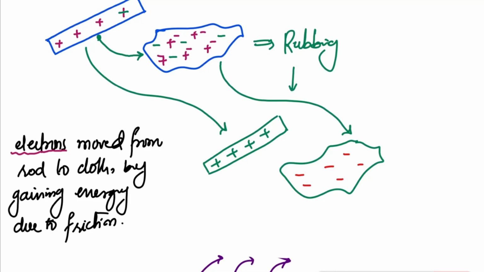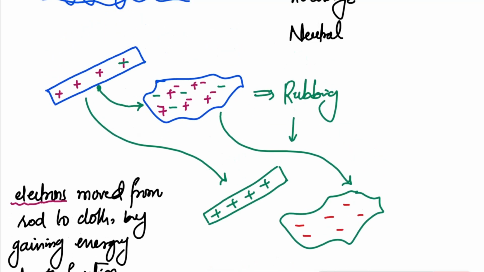So whatever you justify, either the abundance or the lack of electrons, you're going to justify it by the movement of electrons, not the positive charge. Positive charges do not move. Sometimes what students write down is that positive charges have moved onto the rod from the cloth. This is entirely wrong. This is wrong physics to begin with.